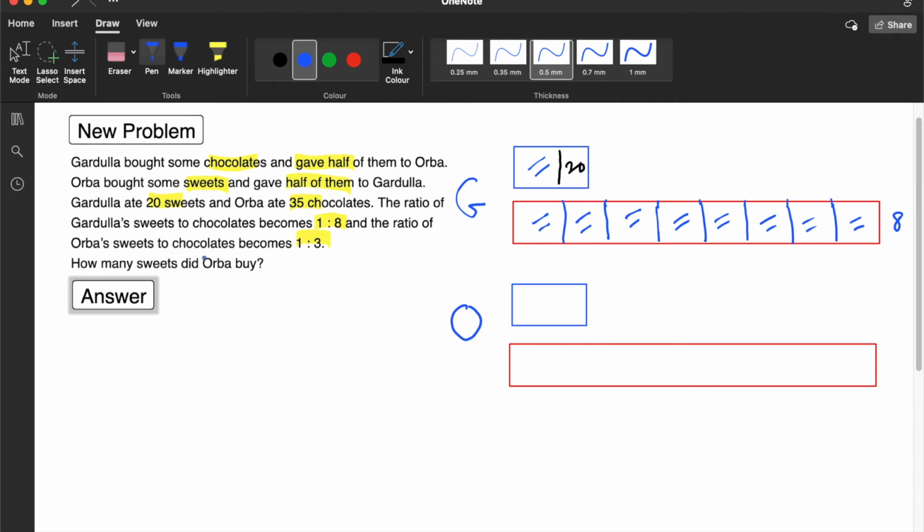Right, now what did Orba do? He ate 35 chocolates, and then the ratio of the sweets to chocolate became 1:3. So Orba ate only the chocolates, which is the red color, but not the sweets. So the sweets remain here, and then the ratio becomes 1:3. So I'm going to do that part here now. This is 1, this is 2, this is 3, and this part of the chocolate has been eaten. How many of them? 35. So I'm going to put 35 here. Let's use the black color.